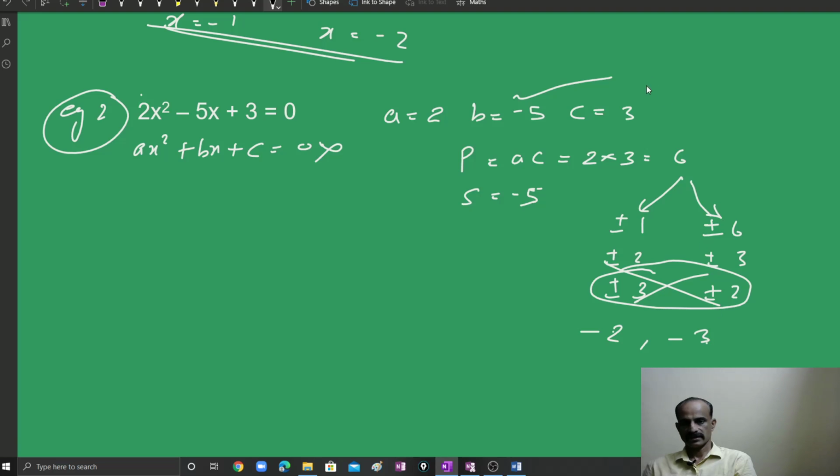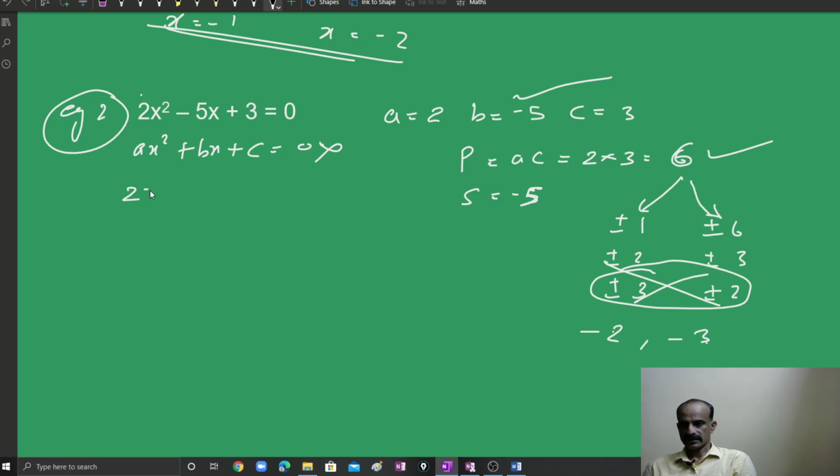-2 × -3, what product do we get? 6. And the sum is -5. So when I wrote the factors of 6, from that I am finding out which two numbers will give a sum of -5. So that is -2 and -3.